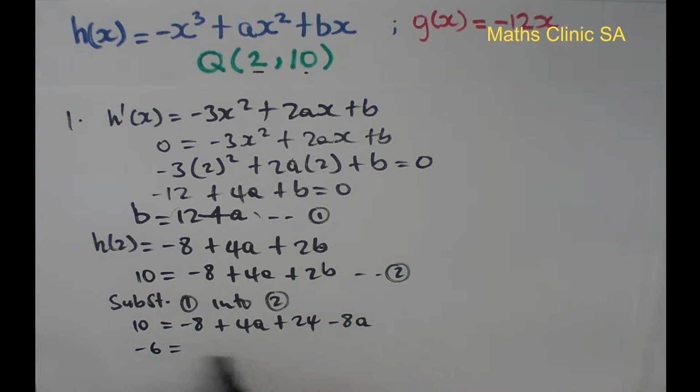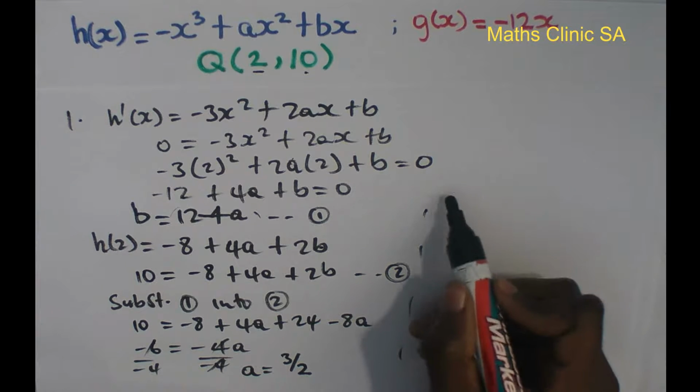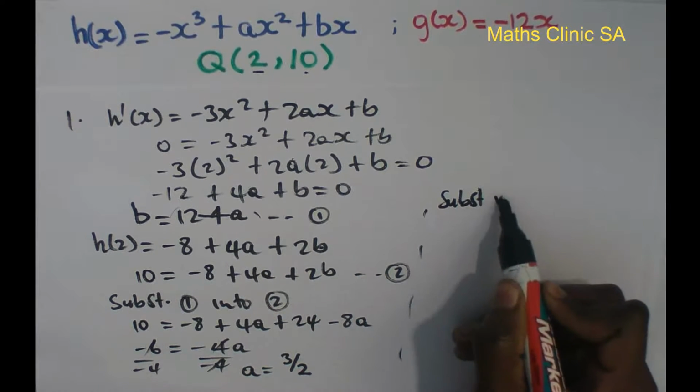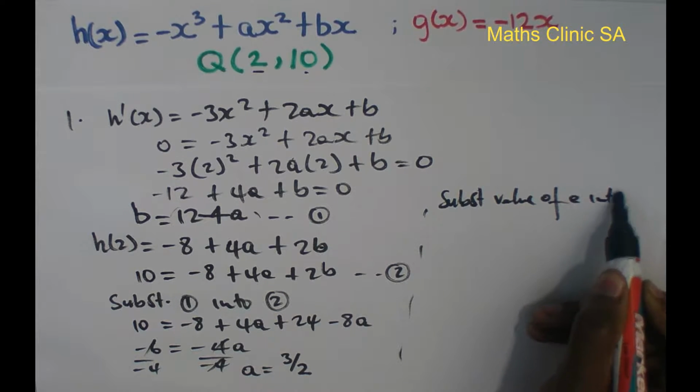So we have negative 6 equals 4a minus 8a, which is negative 4a. We divide both sides by negative 4, so the negative 4s cancel, and a equals 6 over 4, which simplifies to 3 over 2. So we have found the value of a. Now we substitute the value of a into equation number 1.